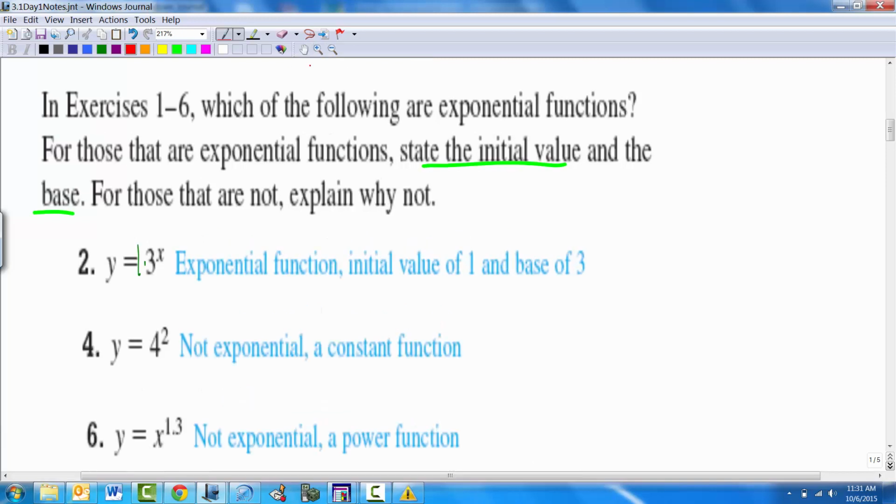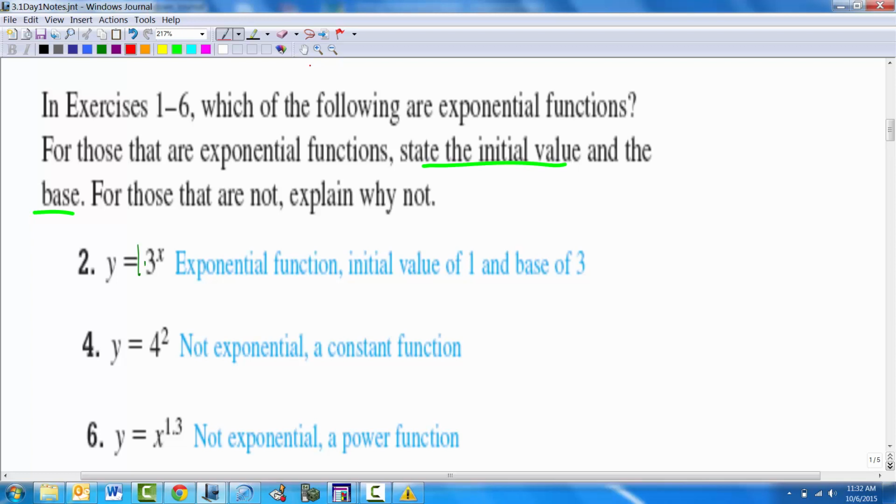Notice what I snuck in green in front of that 3. What number did I sneak in front of there? Or, what's 3 to the 0? The initial value comes from plugging in 0 for x, the starting point. So, the initial value is 1, as you can see, and the base is 3.